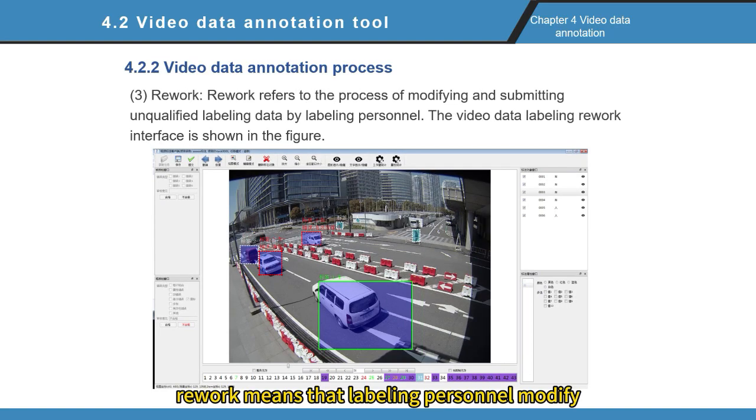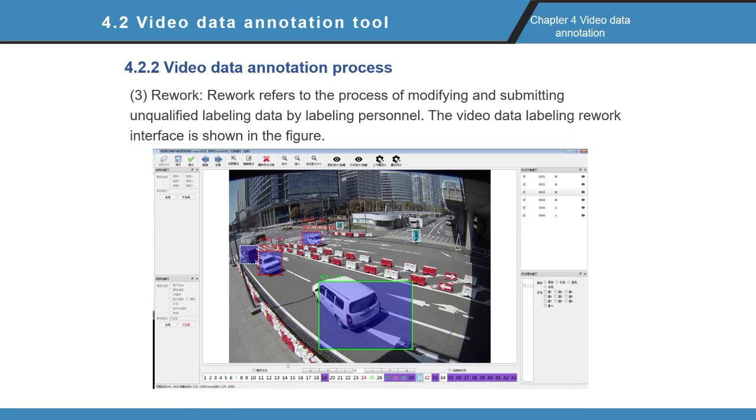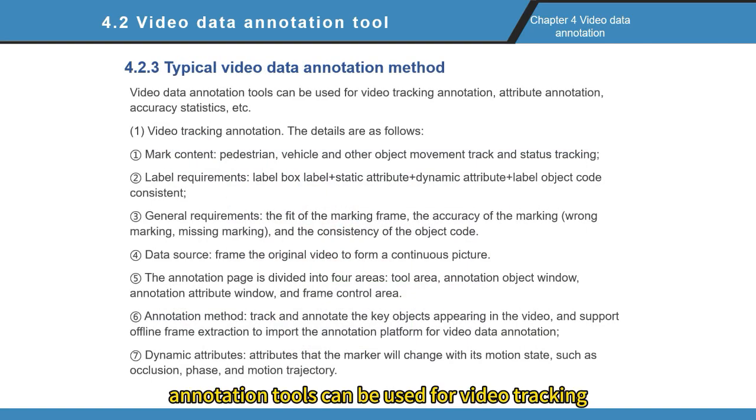Rework means that labeling personnel modify and resubmit unqualified labeling data. The video data labeling rework interface is presented in the figure. Video data annotation tools can be used for video tracking annotation, attribute annotation, and accuracy statistics. For video tracking annotation, the marked content includes pedestrian and vehicle movement tracks and status. The labeling requirements involve label boxes, static and dynamic attributes, and consistent object codes.